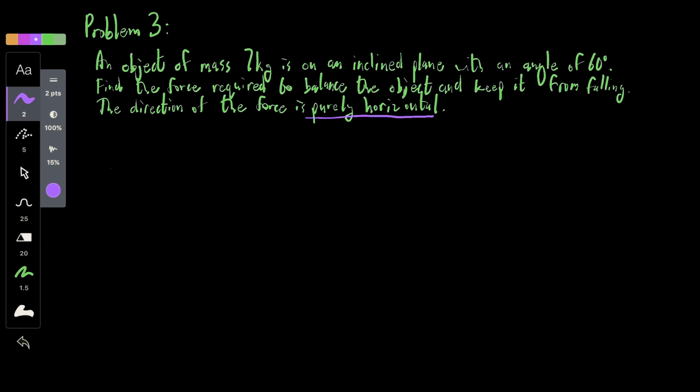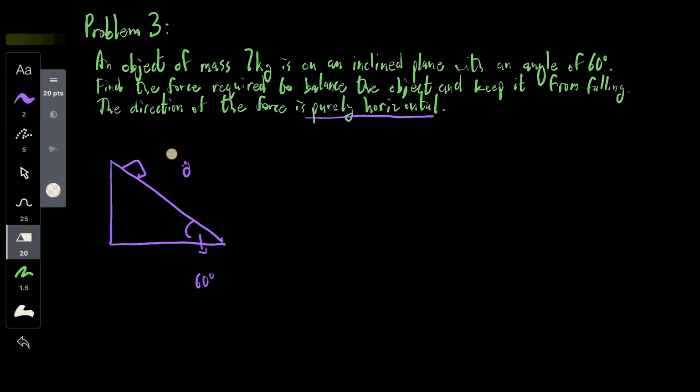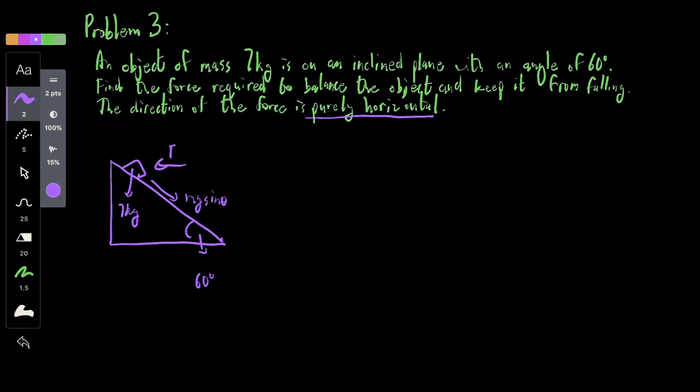So, let's first get our basic setup. We have an inclined plane with an angle of 60 degrees. And now we have an object with a mass of 7 kilograms. But instead of having our force be parallel to this inclined plane, we have it be purely horizontal. So if this is our force, this would be our mg sine theta, and our perpendicular would be our mg cosine theta.